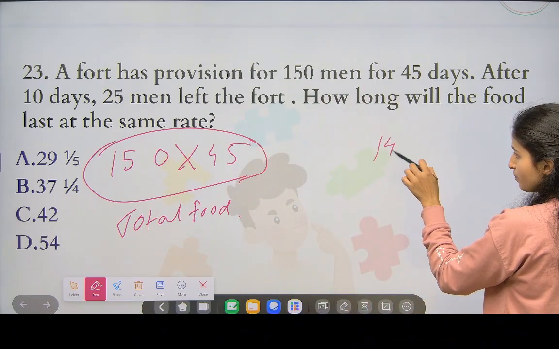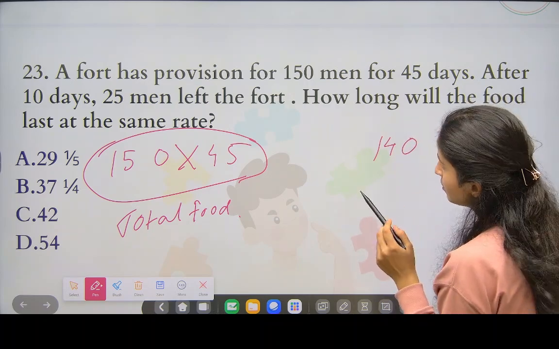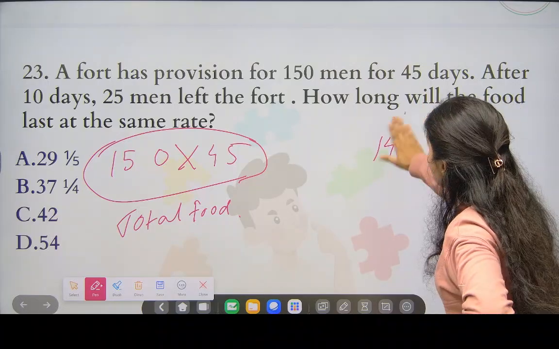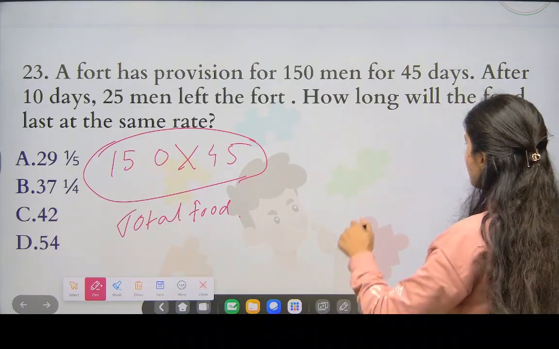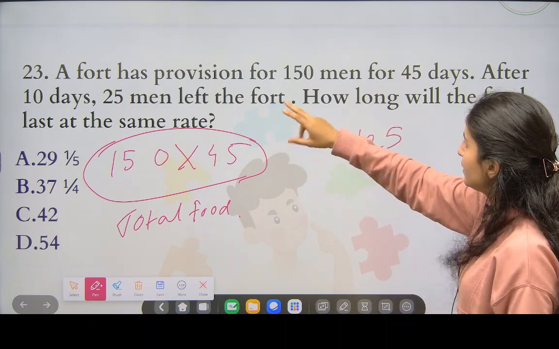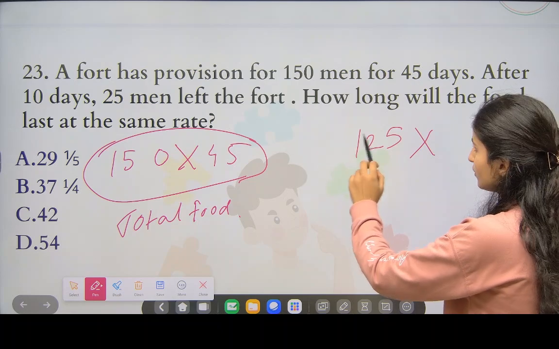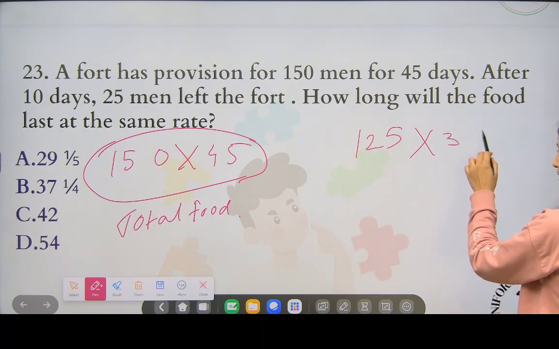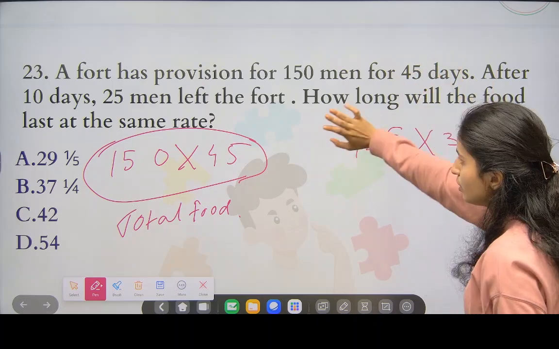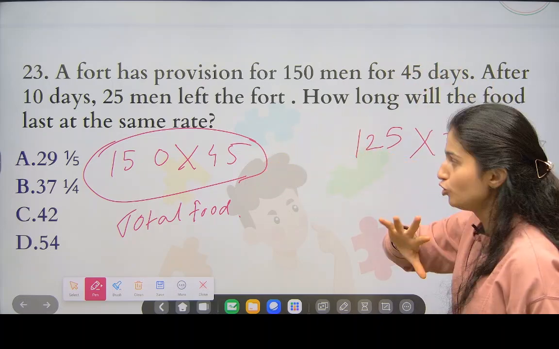Means 140 men, and how many days remain? What is he saying? 25 men left. 25 men left means how many men are remaining? 125 men are remaining, right? And how many days are finished? 10 days are finished, means 35 remain, right? Yes or no? How long will the food last at the same rate?